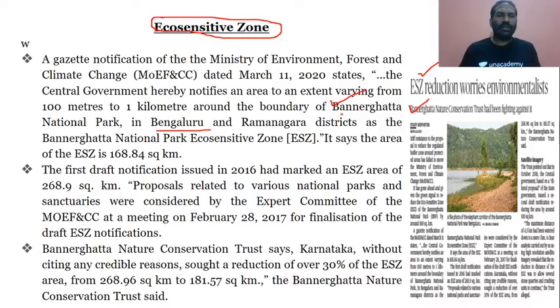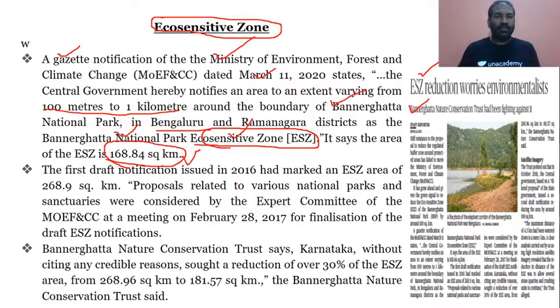So what is the issue here? The Ministry of Environment, Forest and Climate Change itself has given a gazette notice saying that on March 11, 2020, the central government hereby notifies that 100 meters to 1 kilometer of the place pertaining to the Bannerghatta National Park will be taken away from the national park. So that is a cause of concern. The park is part of the eco sensitive zone, and this eco sensitive zone is a total of 168.84 square kilometers. Again, please make sure these points are noted, as they are very important from the prelims point of view.